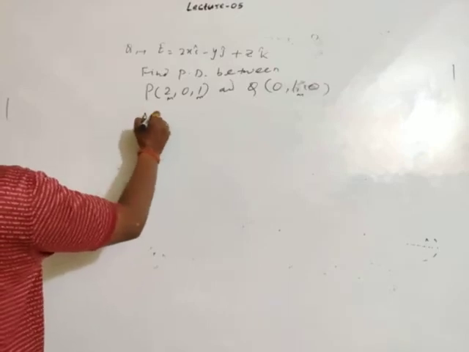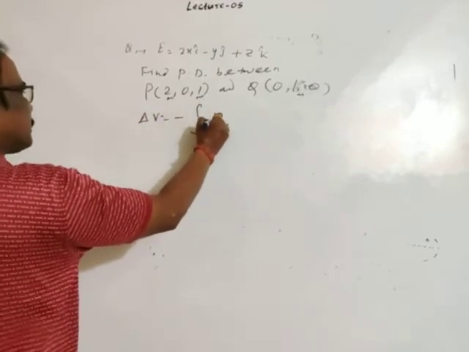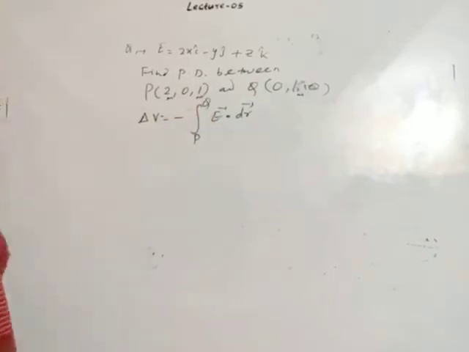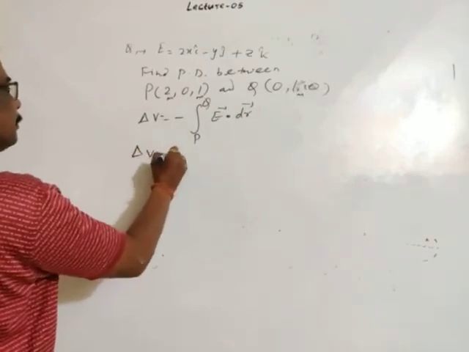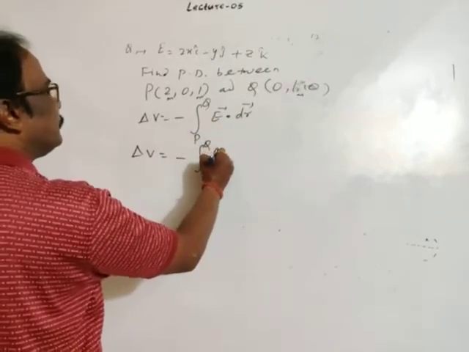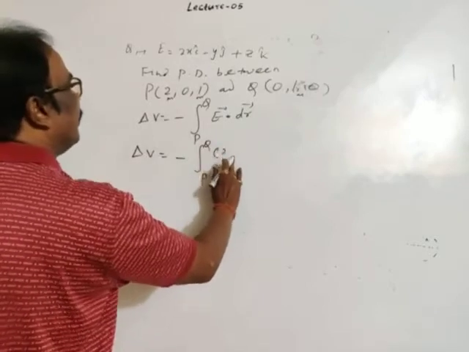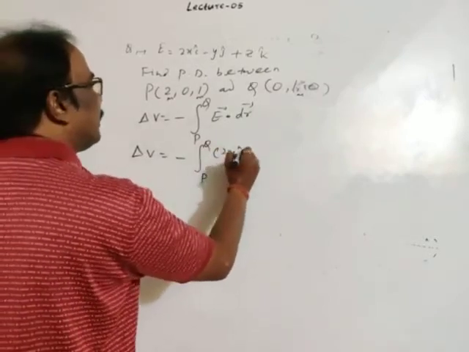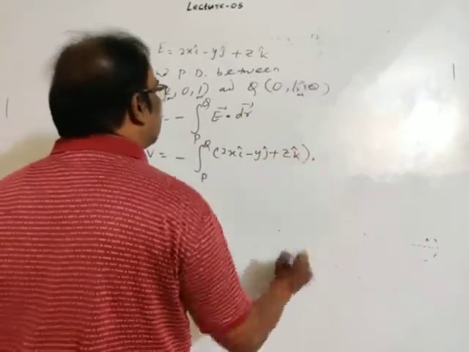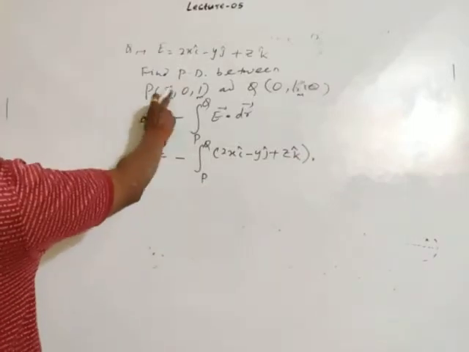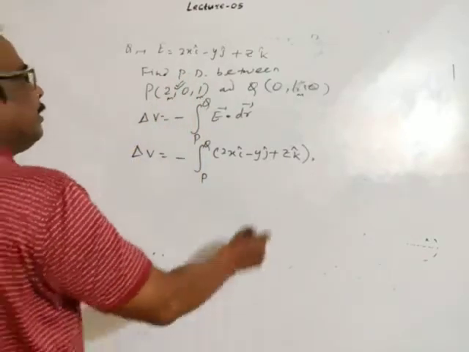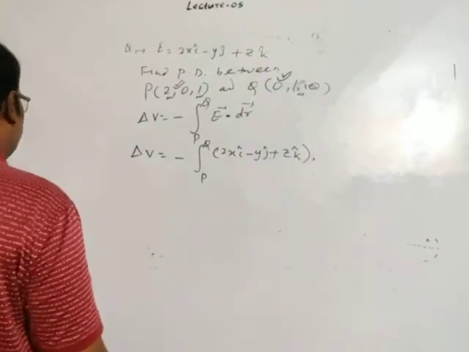See, we'll just use the formula. Delta V is equal to minus E dot dr, taking point P to Q. Then delta V is equal to minus integral from P to Q of electric field, 2x i cap minus y j cap plus z k cap, dot dr. See, we will find dr. Dr means the difference between the coordinates of the position vector of point P and of point Q.